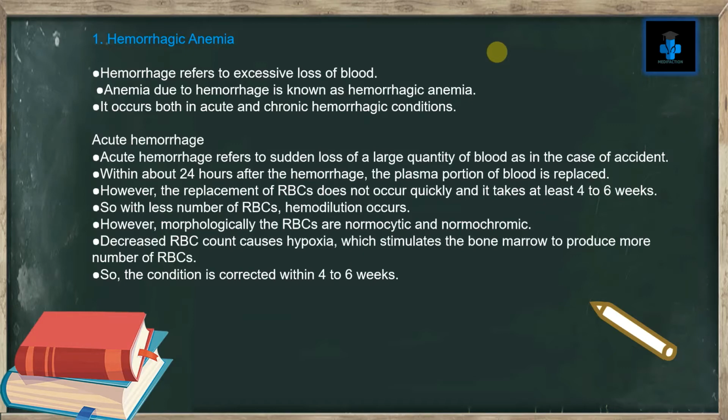So, with less number of RBCs, hemodilution occurs. However, morphologically, the RBCs are normocytic and normochromic. Decreased RBC count causes hypoxia, which stimulates the bone marrow to produce more RBCs. So, the condition is corrected within 4 to 6 weeks.